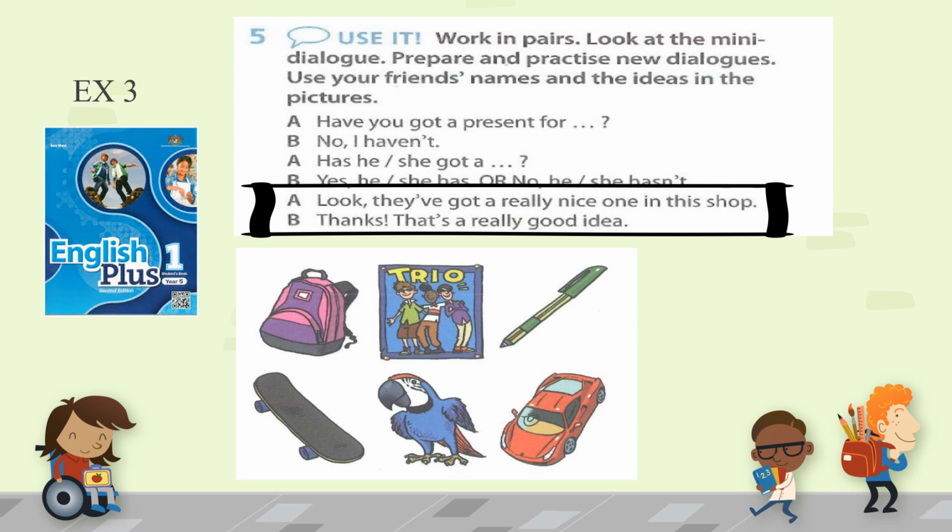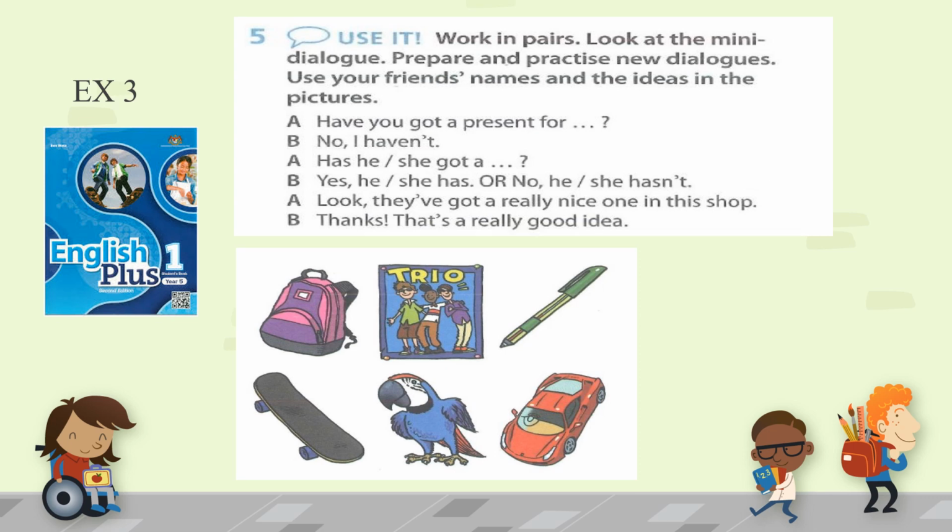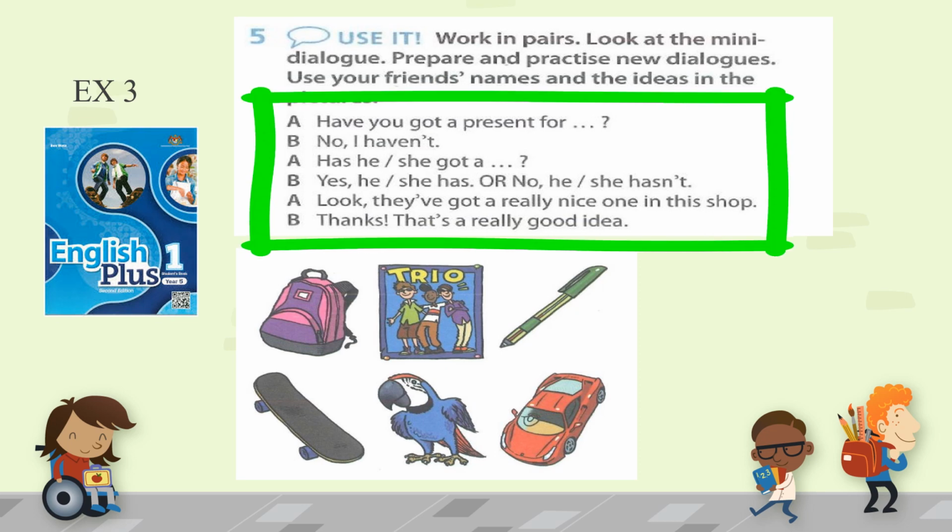So this one, what I want you to do is, I want you to write in your EX. Write down the conversation. Have you got a present for who? It can be a boy or a girl. And then you say, no, I haven't. The answer is no, I haven't, okay? Not yes, cannot. Because you want to buy a present for your friend.